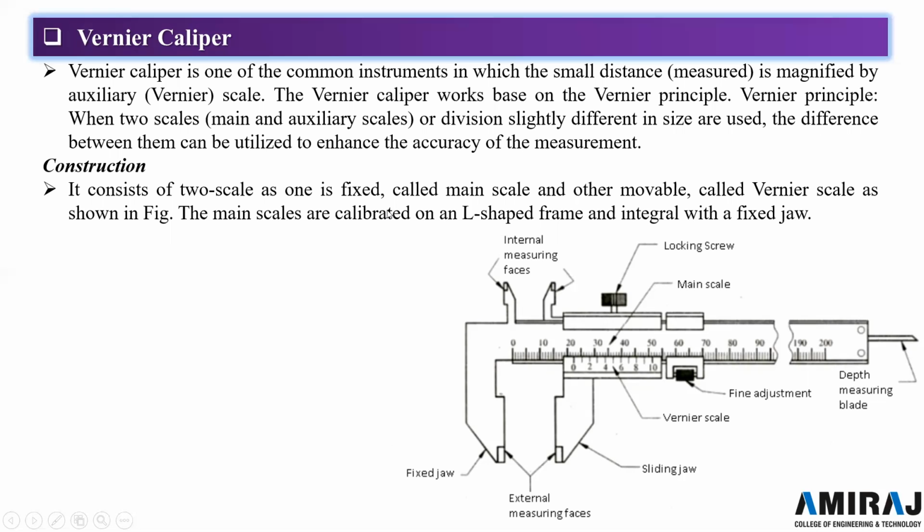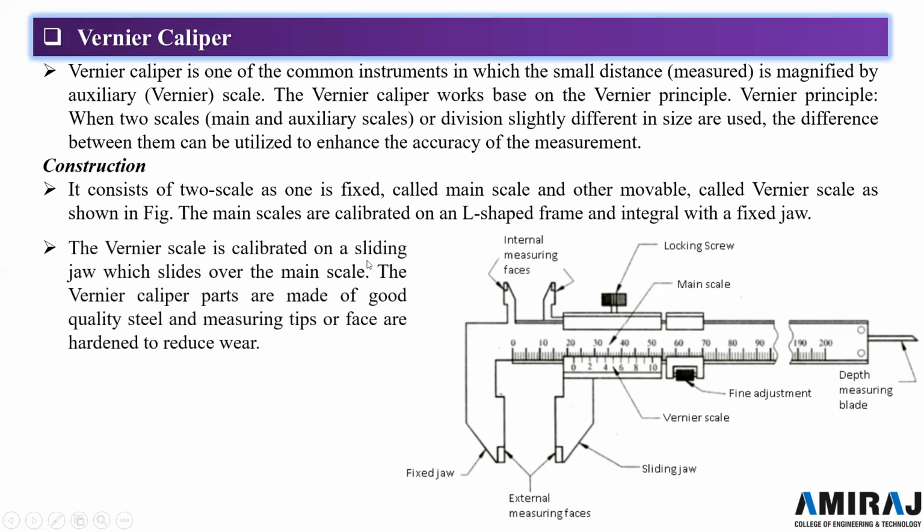The main scale is calibrated on an L-shaped frame and integral with a fixed jaw. They are having here, you can see the L-shaped frame. This is the main scale. Okay, L-shaped frame over here, and these are the removable movable parts, and the vernier scale is calibrated on a sliding jaw which slides over the main scale. Here you can see it slides over the main scale.